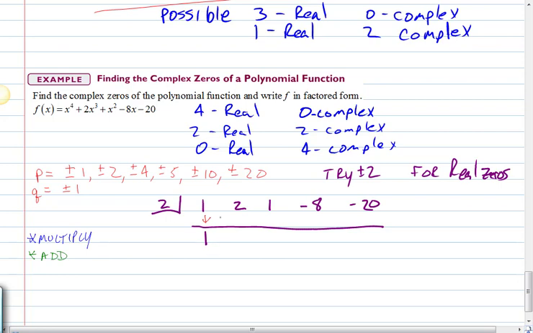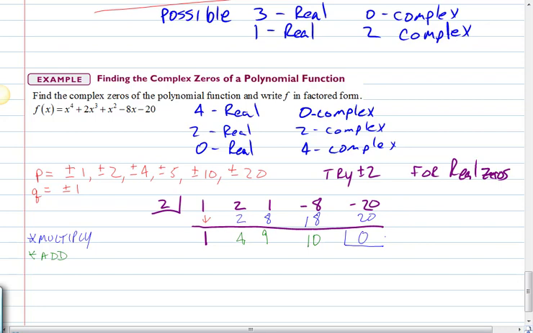Then 2 times 1 is 2. 2 plus 2 is 4. 4 times 2 is 8. 8 we add and we get 9. 2 times 9 is 18. Minus 8 is 10. And 2 times 10 is 20. And we get 0 here. Anytime you get 0, that means that you've factored this. It goes in evenly. There's no remainder.